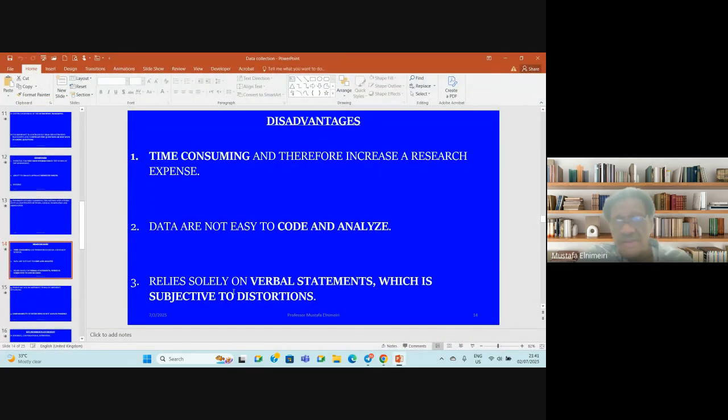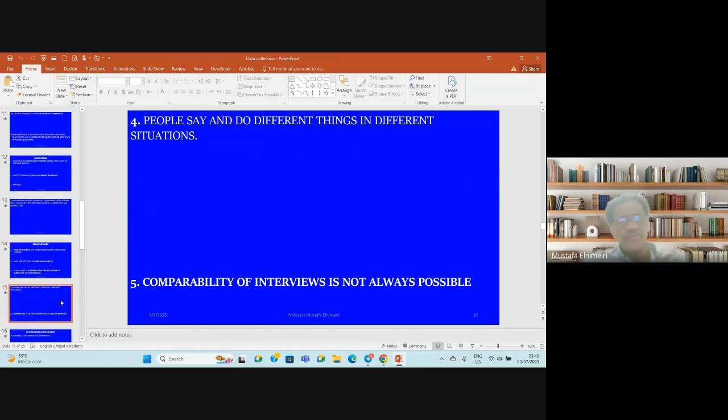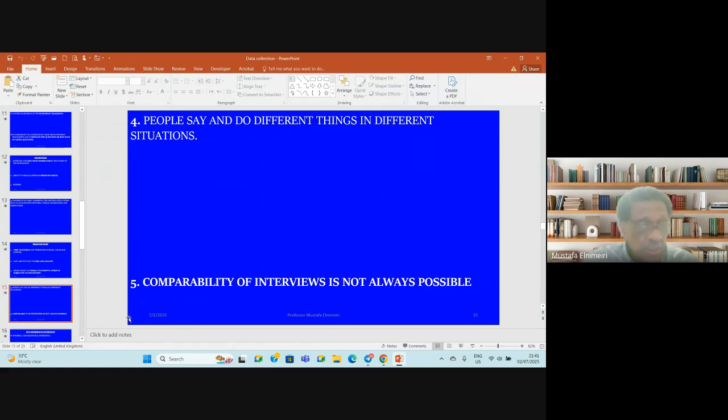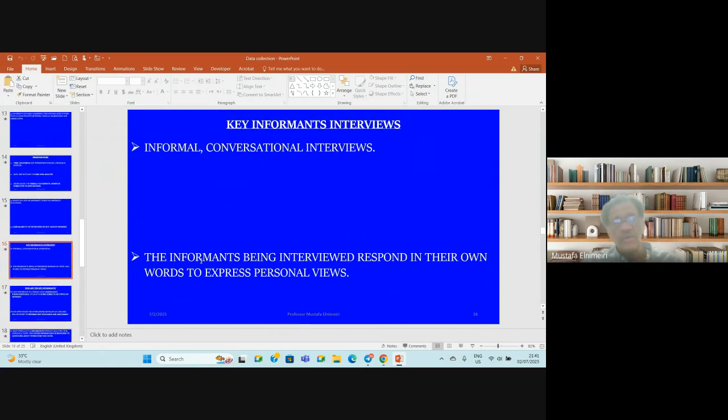The other disadvantage is that the interview relies solely on verbal statements by the interviewee, which could be very subjective and biased. Also, people say and do different things in different situations, and the comparability of the results of the interviews is not always possible, because there is always variation in the responses of the interviewees, and this will make it very difficult to make some sort of comparison about the results of the interviews.